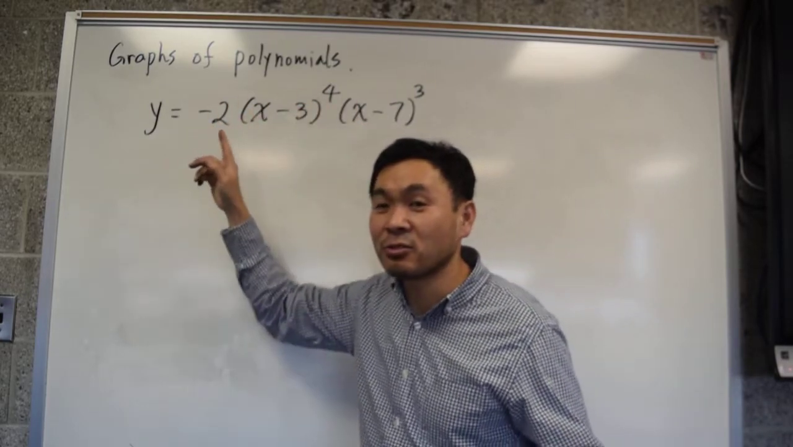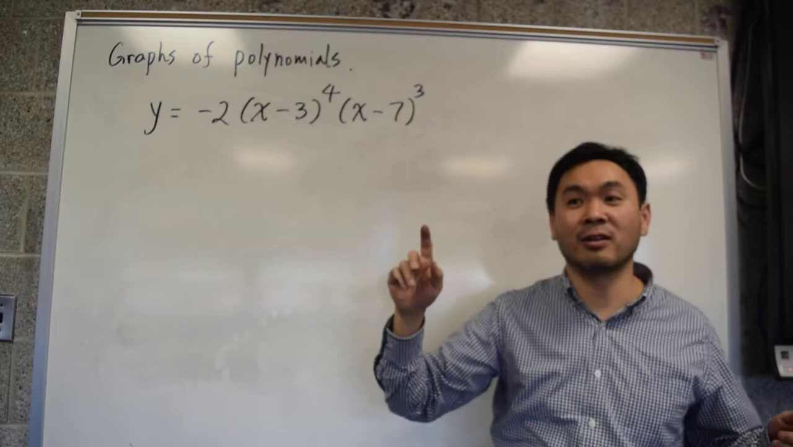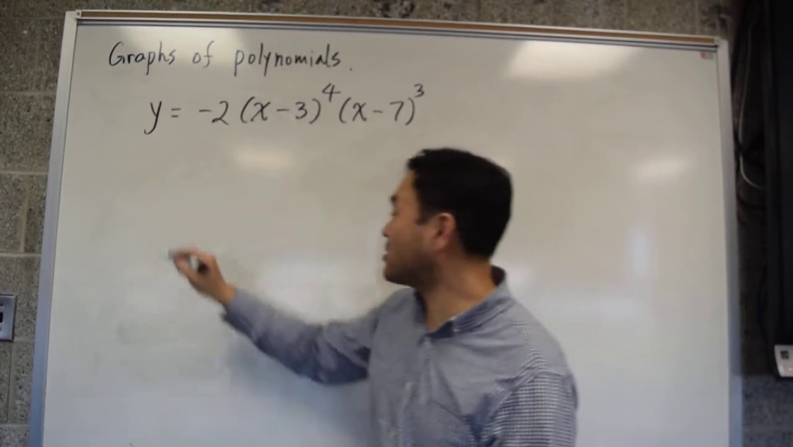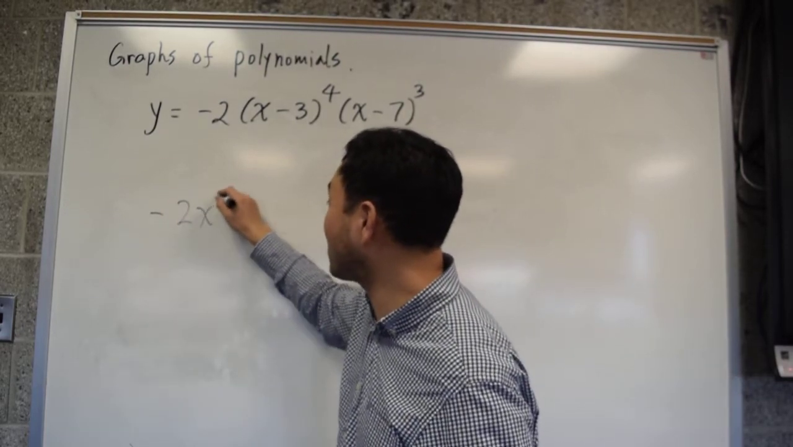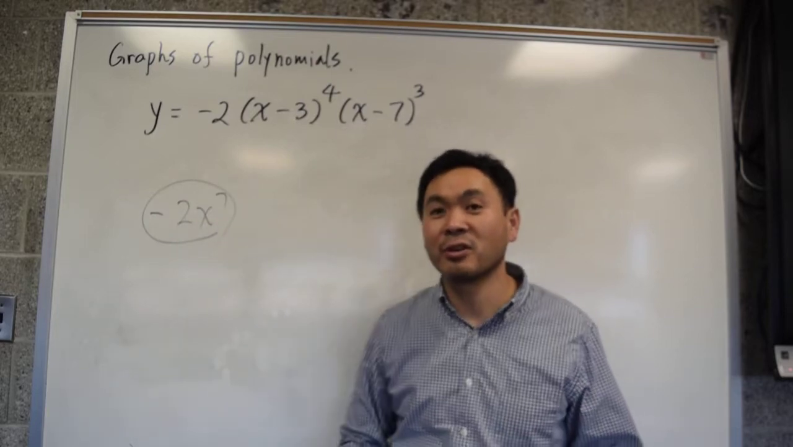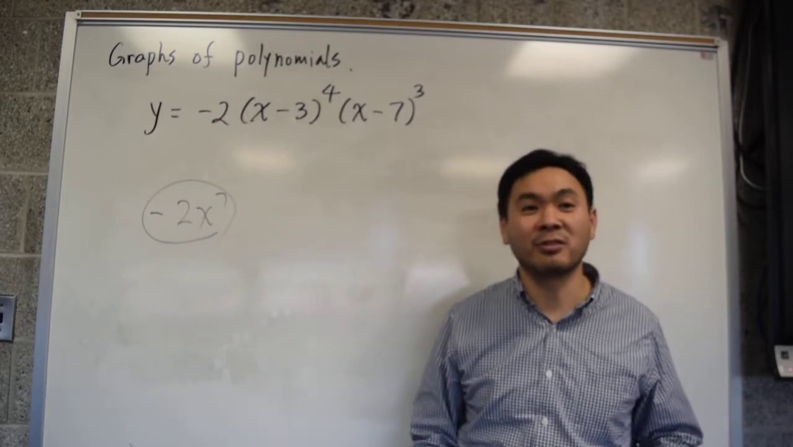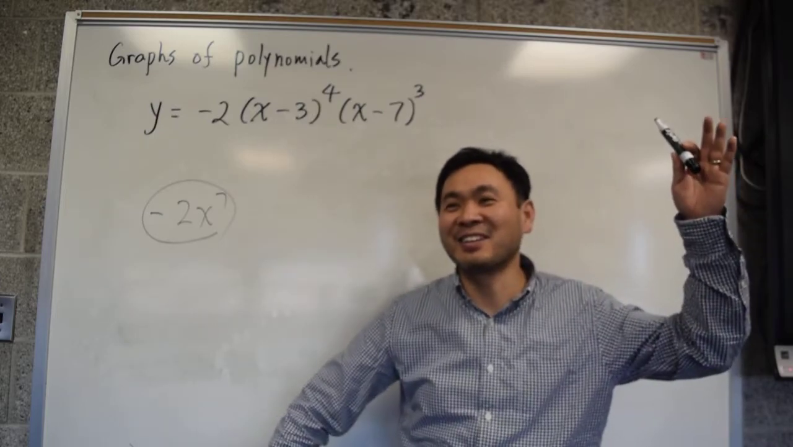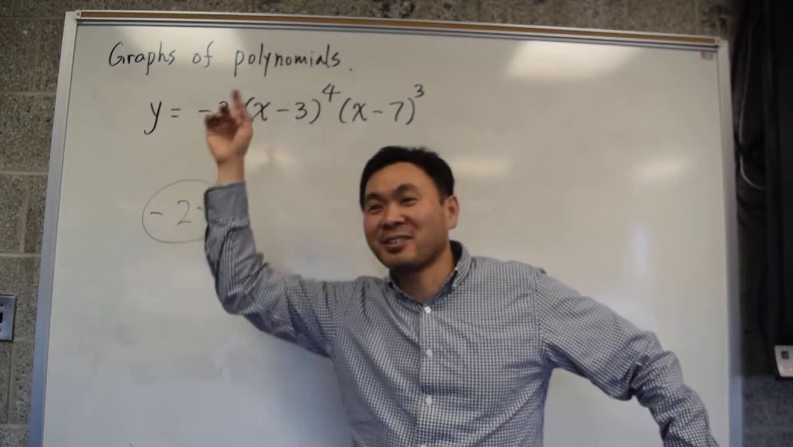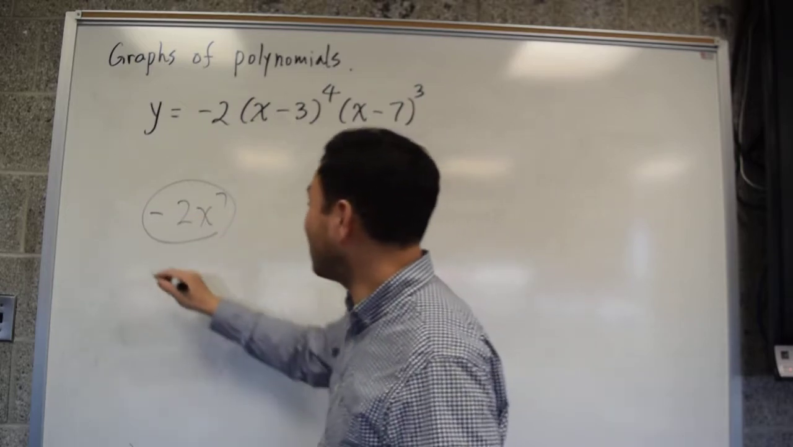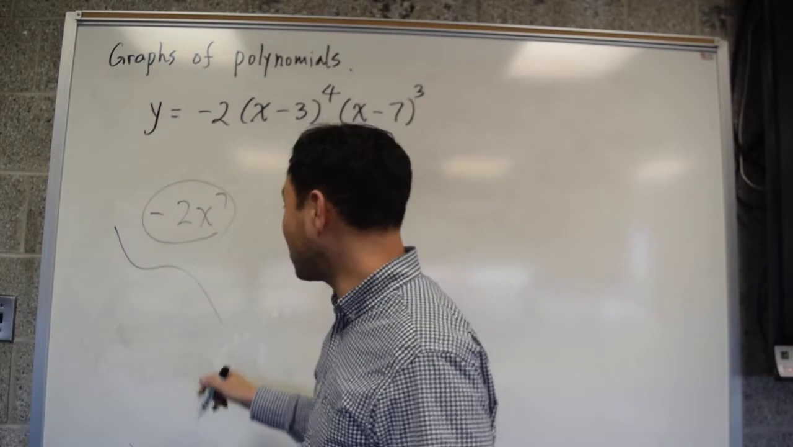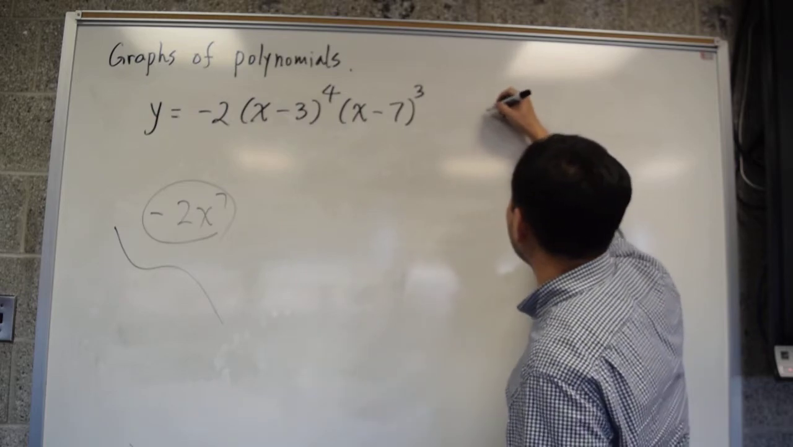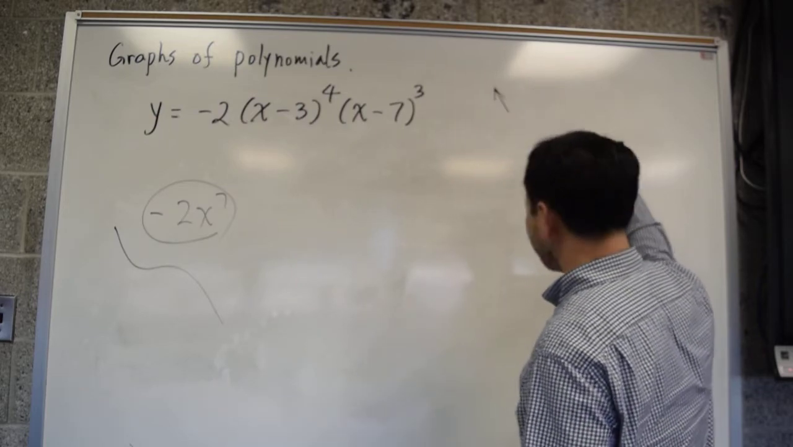With a minus, so what's the end behavior? It's like negative 2x to the 7th. That's the highest order term. What's the end behavior? Is it this one or this one? That one. It's negative, right? Yeah, it's going down. Okay, so it's the one that's decreasing. So I know that the end behavior should be like this.